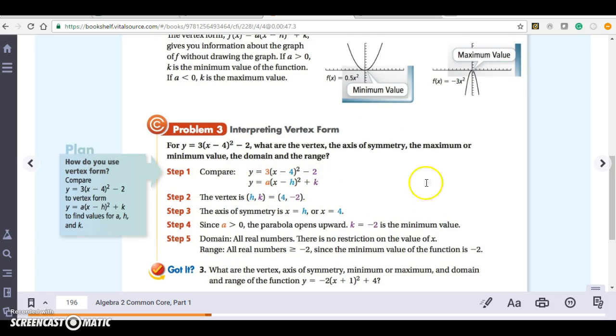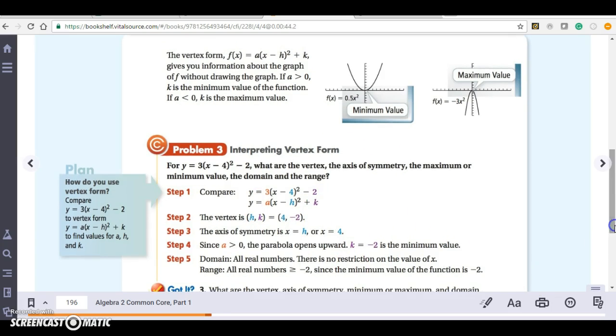The domain usually for quadratic functions is all real numbers. There's no restrictions. And then my range, since we know my minimum value, is y is greater than or equal to negative 2. So let's actually graph it.